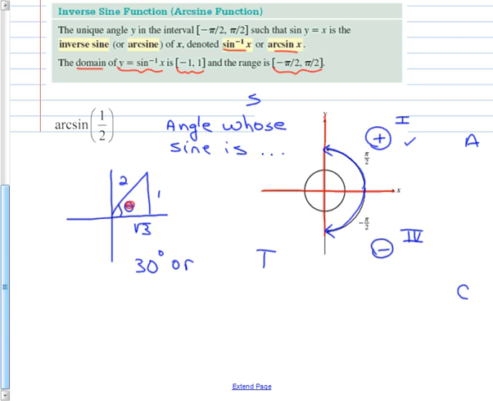Pi over 6. 1/6 pi. Pi over 6. There's the angle for arcsine of 1/2. Or what angle has a sine of positive 1/2? Pi over 6 does.